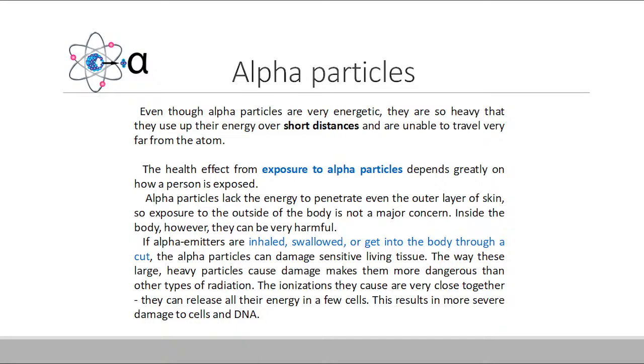If alpha emitters are inhaled, swallowed, or get into the body through a cut, the alpha particles can damage sensitive living tissue. The way these large heavy particles cause damage makes them more dangerous than other types of radiation. The ionizations they cause are very close together. They can release all their energy in a few cells. This results in more severe damage to cells and DNA.